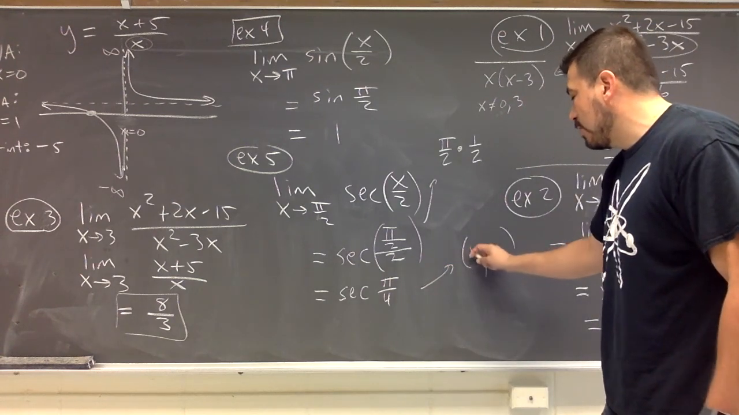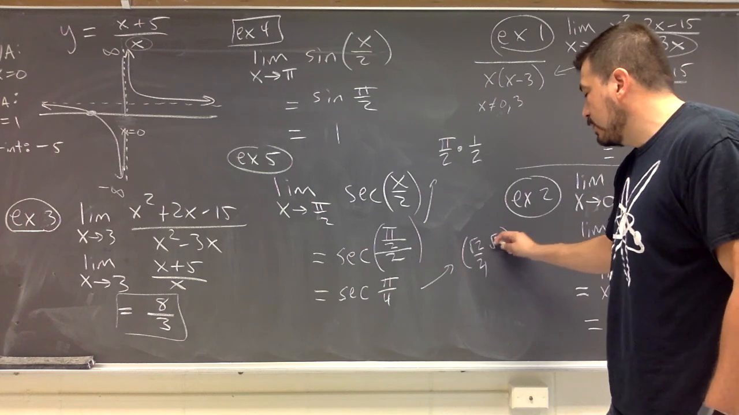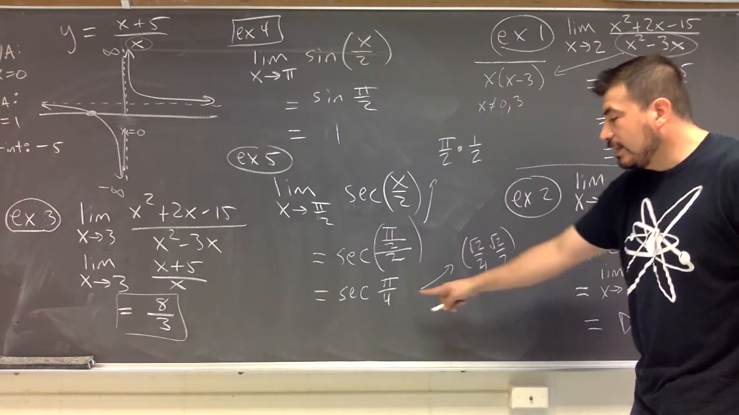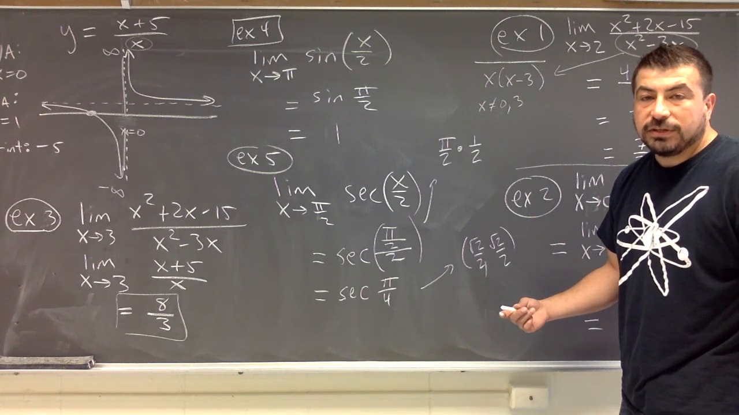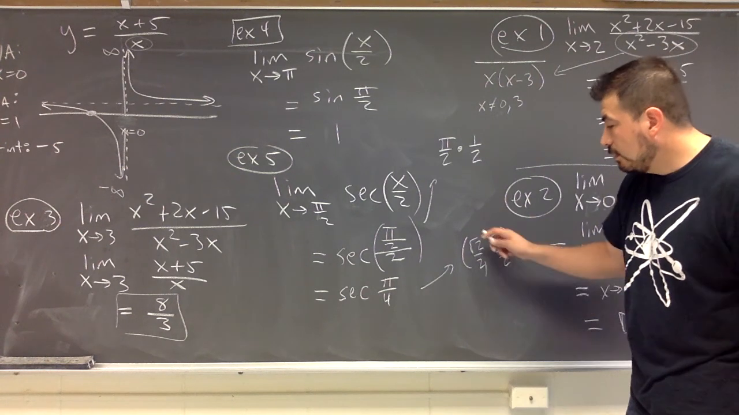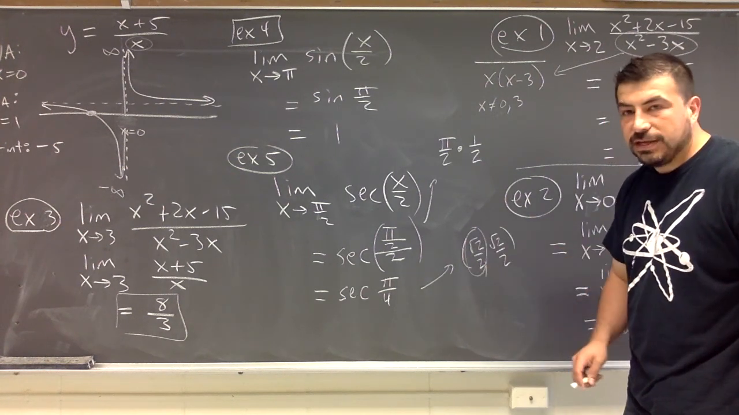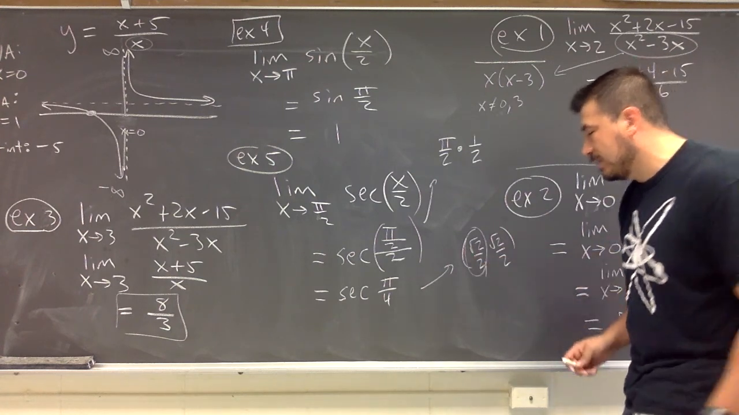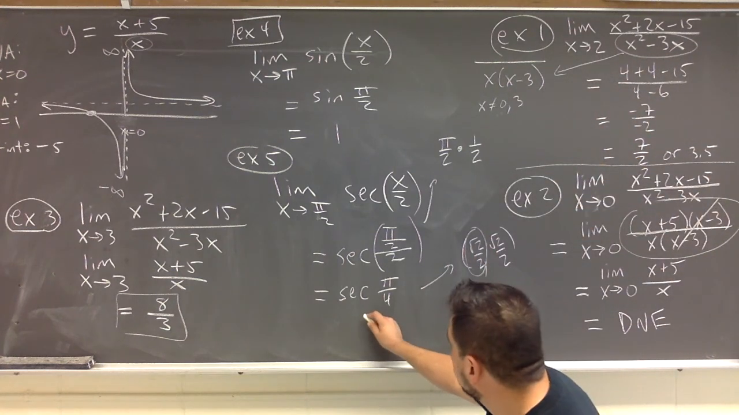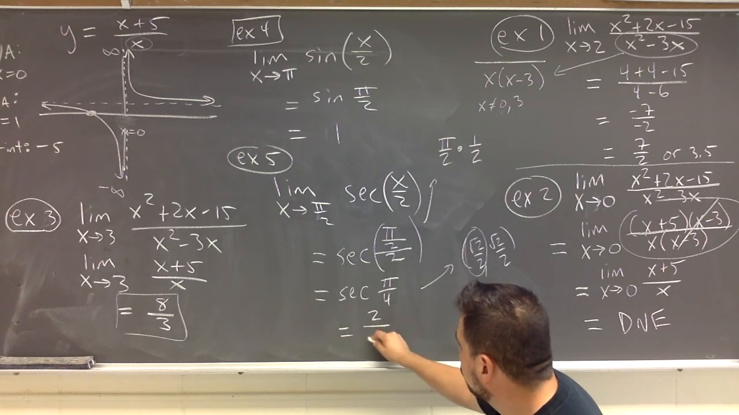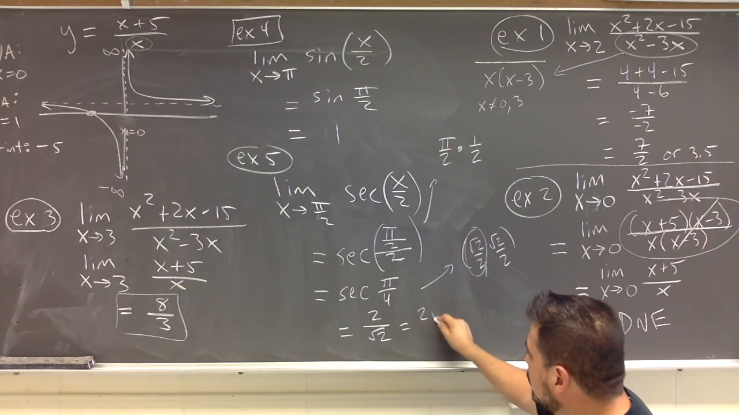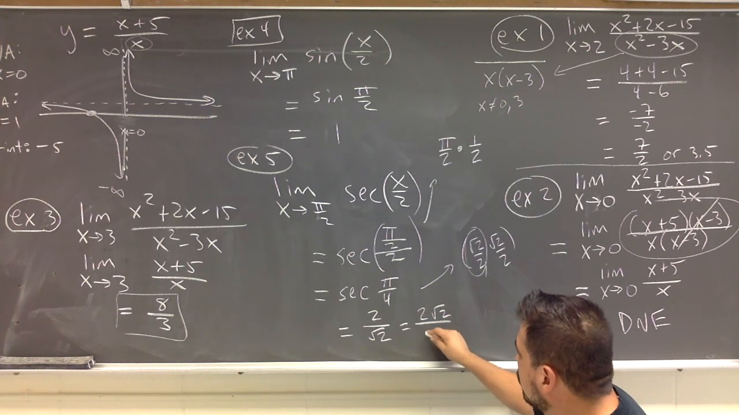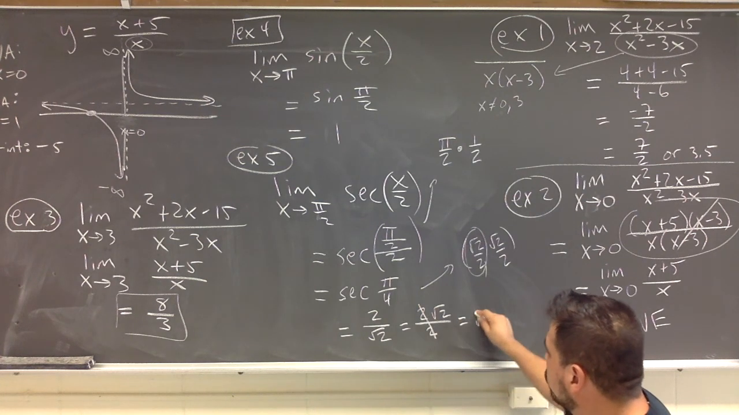The coordinates for pi over 4 are root 2 over 2, root 2 over 2, right? And I know that for secant, really it just means to do the reciprocal of the cosine or the x value. Well, the cosine or the x value is right there. That's root 2 divided by 2. So we're just going to do the reciprocal, which is 2 over root 2, okay? And if you rationalize that, you're going to get just root 2.